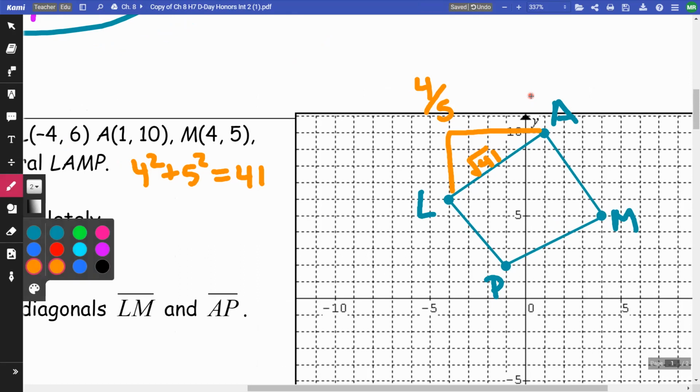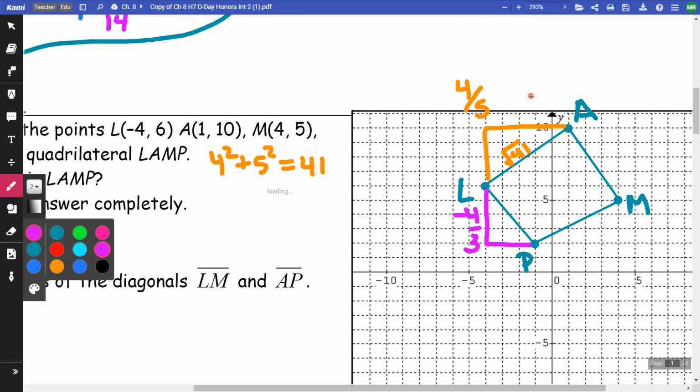Now, when I'm looking over at this one, going down 1, 2, 3, 4 over 1, 2, 3. So this is going to be -4 over 3 is the slope. And I will have 4 squared plus 3 squared. That is going to be a 3, 4, 5 right triangle. And so I am going to get a 25 here. So again, a 3, 4, 5, this is 5.